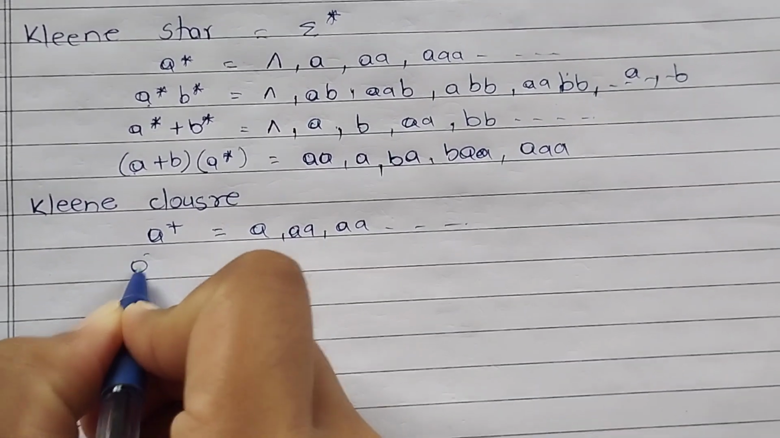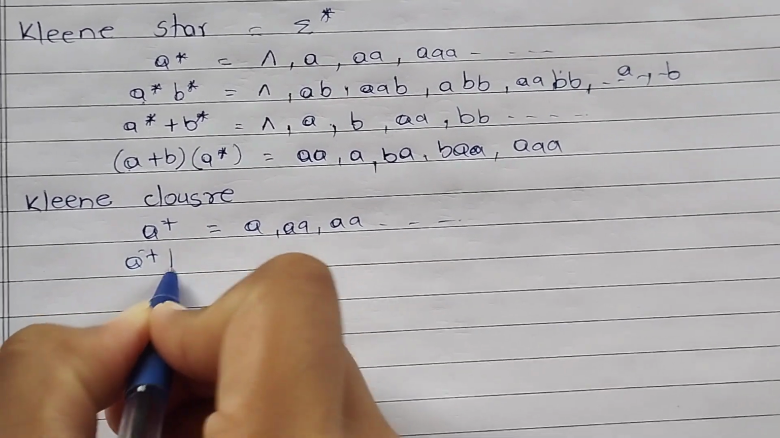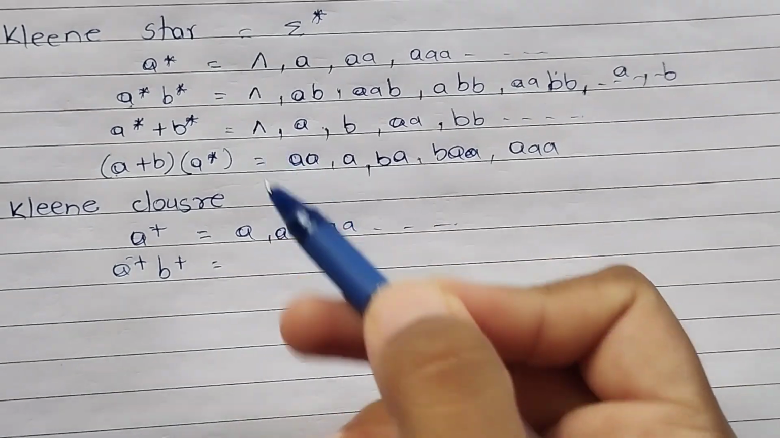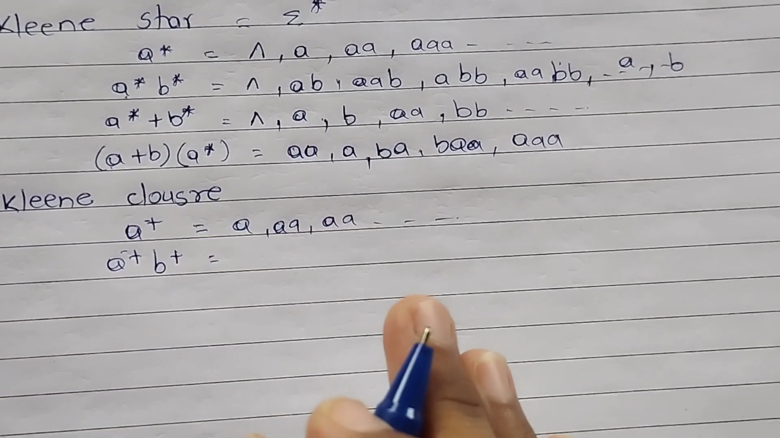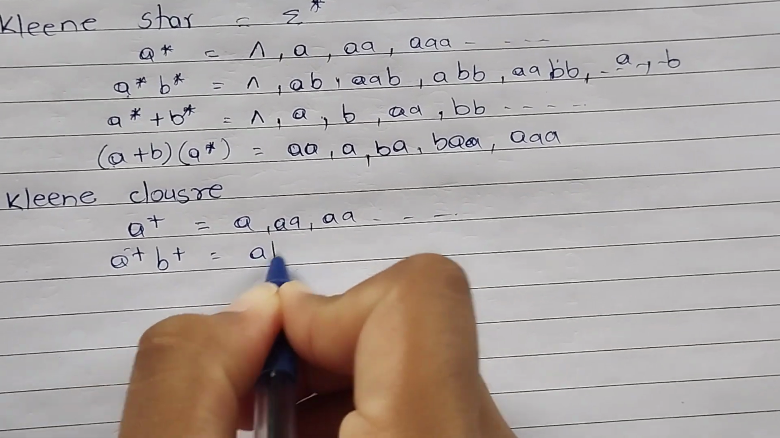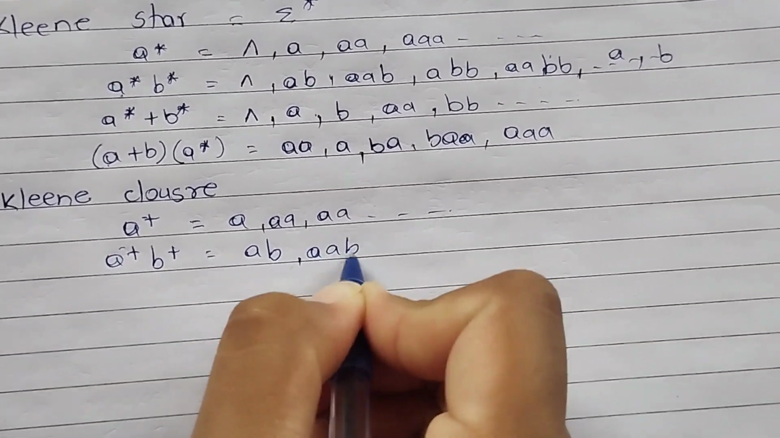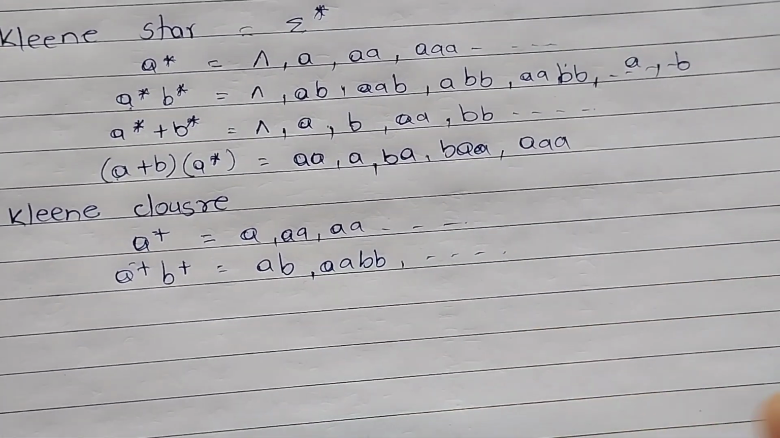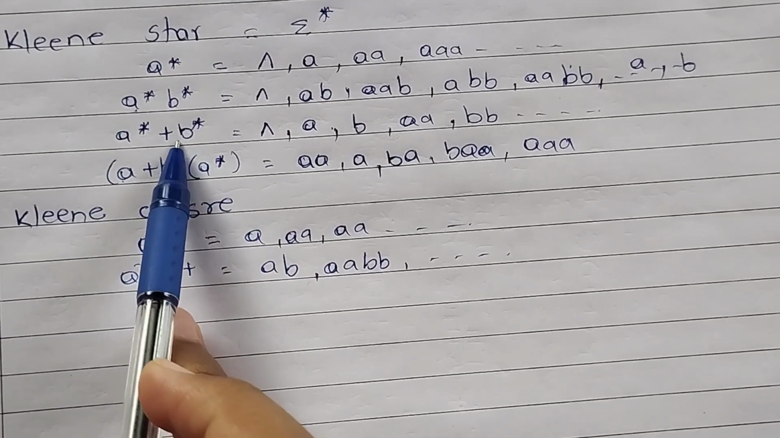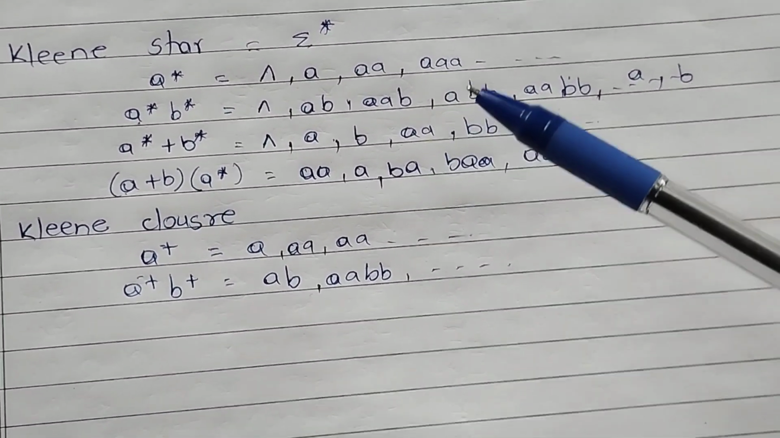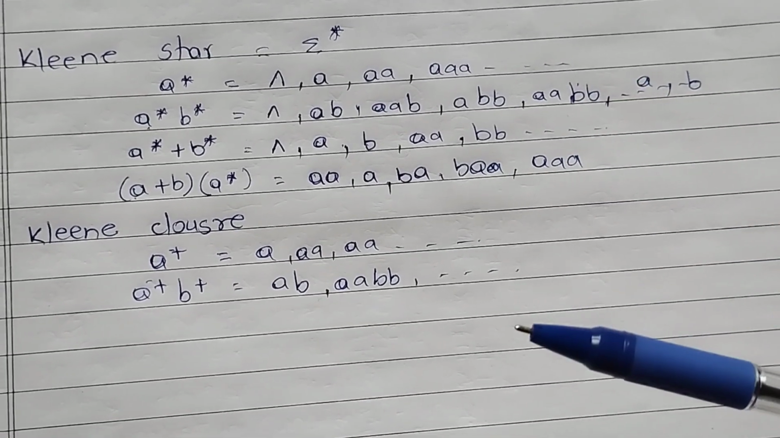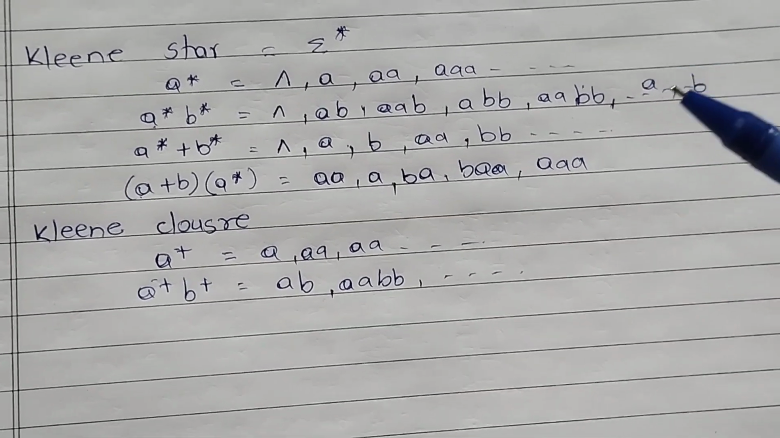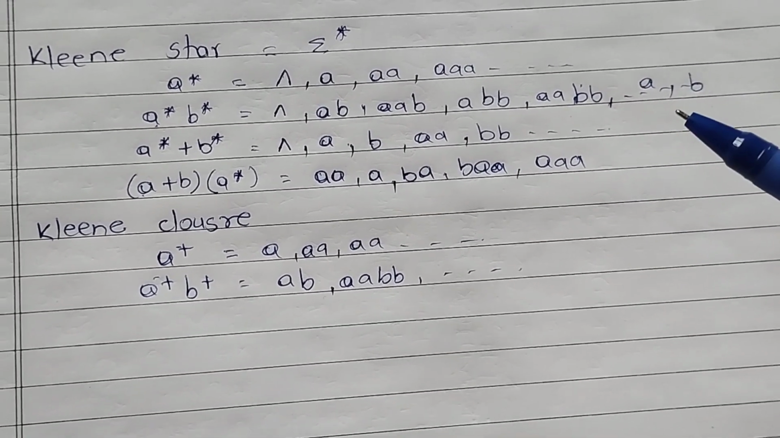Now A star, A plus, B plus. This is again the same. We take any combination of A, B, but null is not allowed. So A, B, if A, B, B, anything, any combination. Again all the rules which are followed for the Kleene star are the same for the closure also. The only difference is null is not considered.